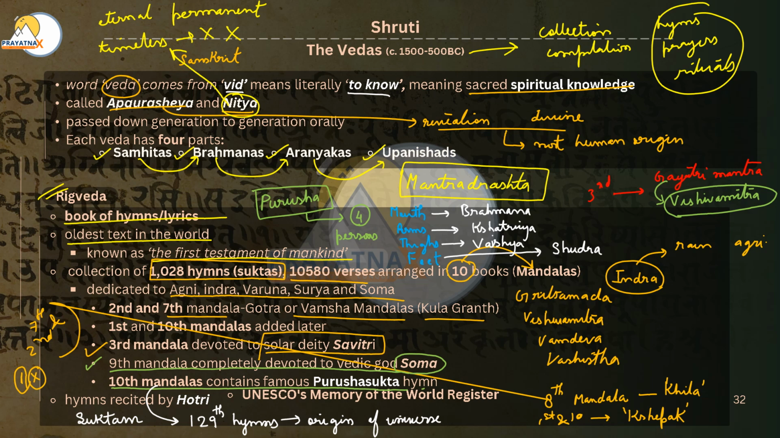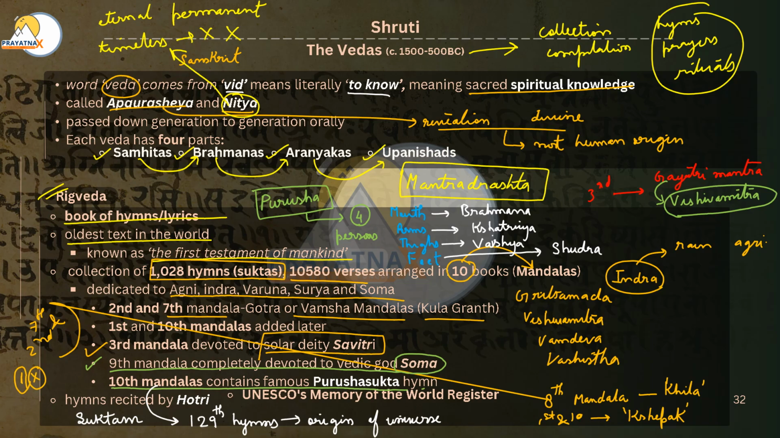Lastly, the 10th mandala contains the famous Purusha Sukta hymn, which basically talks about the origination of four persons from the body of Purusha or the primal creator himself. Now, it includes four parts: the mouth, arms, thighs, and feet. From the mouth came Brahmana, arms the Kshatriya, thighs Vaishya, and feet Shudra.